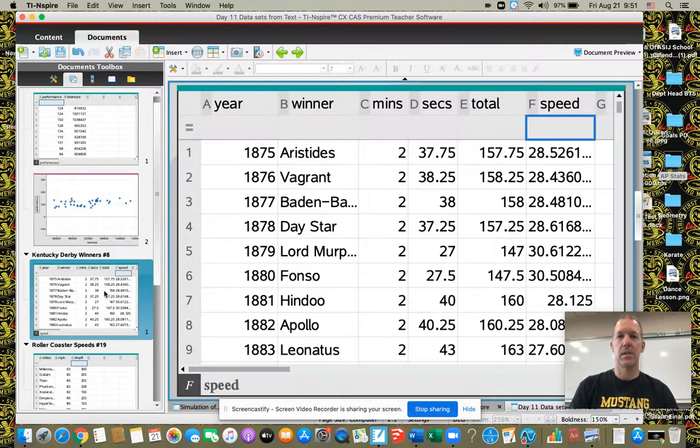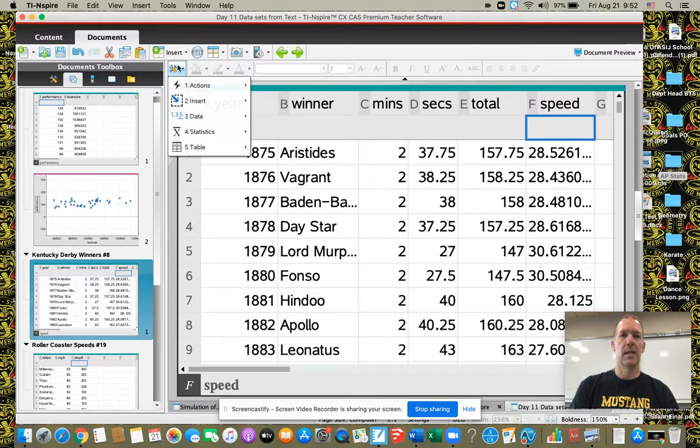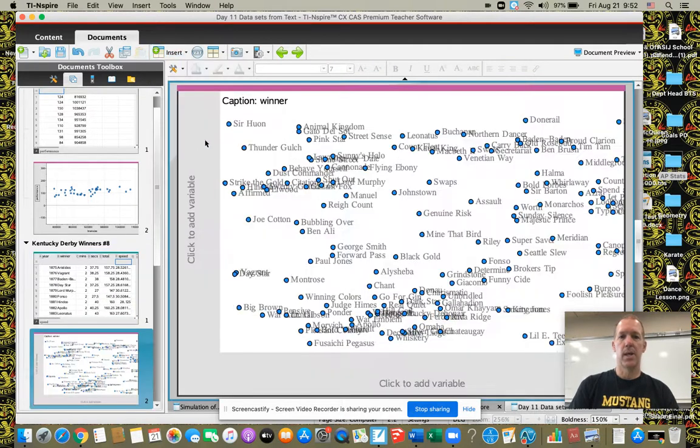Let's try another set, see what that looks like. This is Kentucky Derby winners. So we have the year, and we have their speed in minutes and seconds, that was combined to make a total time, and then we also have the speed here. So let me insert a data and statistics page.